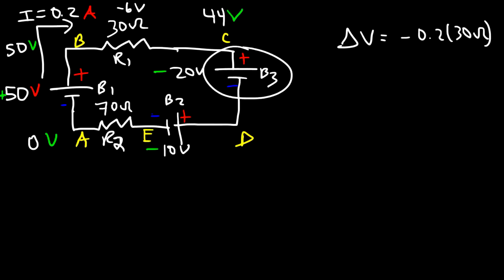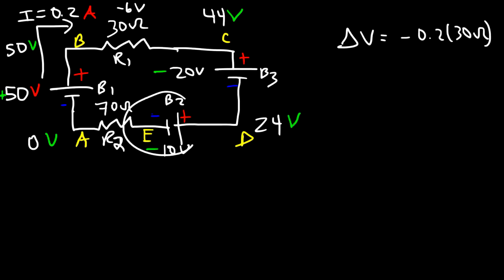Now this battery will reduce the energy of the circuit by 20 joules per coulomb, or by 20 volts. So the potential at D is going to be 44 minus 20, which is 24 volts. Now this battery also reduces the energy of the circuit. So it's going to decrease the energy by 10 volts. So now the voltage is going to be 14 volts.